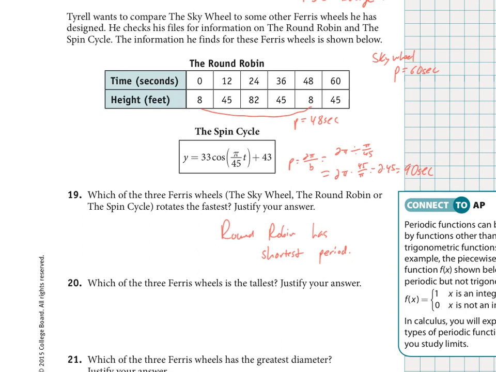A little bit more interesting now. What's the tallest? So this is kind of looking at our max value. Our max value is always going to be that midline value.